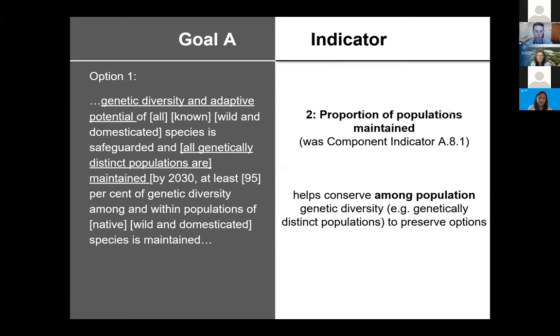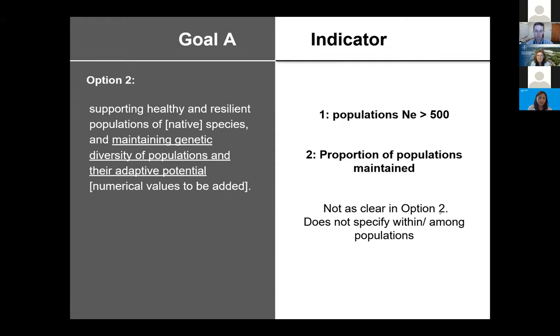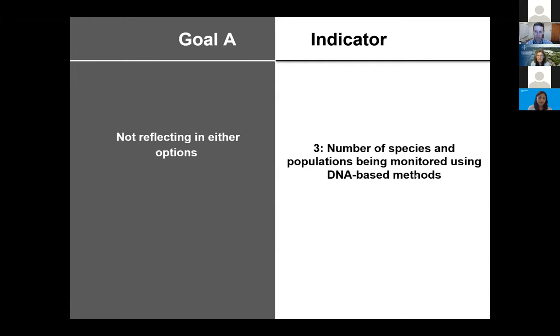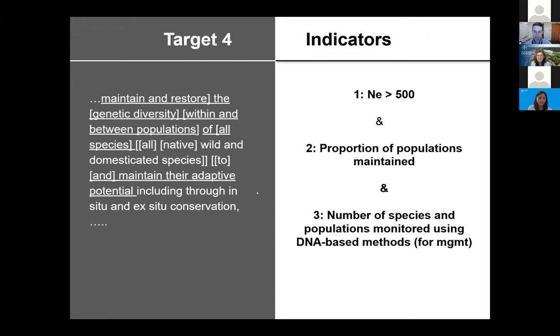The proportion of populations maintained is connected to genetic diversity and adaptive potential if all genetically distinct populations are maintained. Again, this helps give the whole species options for surviving in the future. The option 2 wording from the informal group is less specific, not as clearly connected, but the indicators could still be used. The DNA-based method is a complementary indicator and is not currently reflected in Goal A.